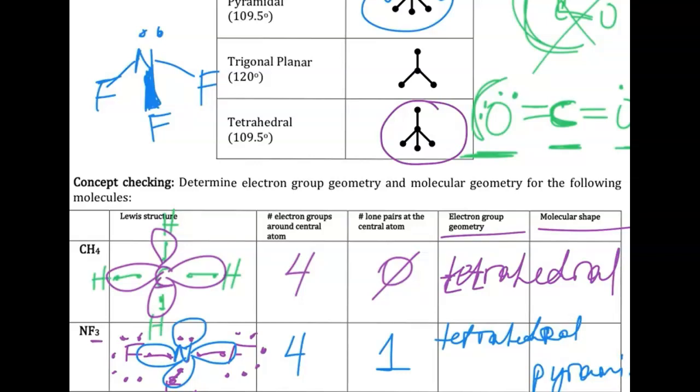The arrangement of electron groups was similar to this. That was fluorine, lone pair. We said that the electron group geometry was tetrahedral here, but because of the lone pair, you can see the shape turns out to be pyramidal.